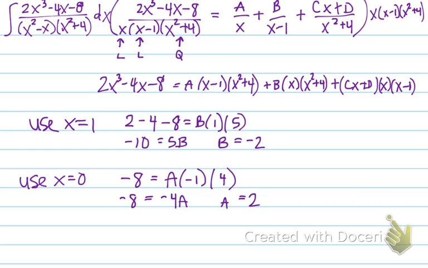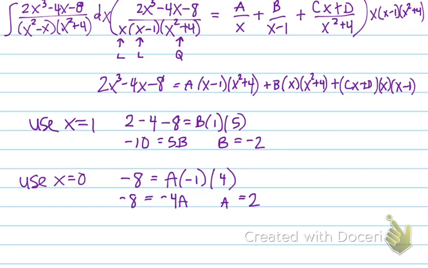The cx plus d, there's nothing we can plug into that one that would help us get rid of the a and the b terms, because there's nothing you can plug into this x squared plus 4 in order to make it equal 0. So instead what we're going to have to do is solve it using a system of equations.